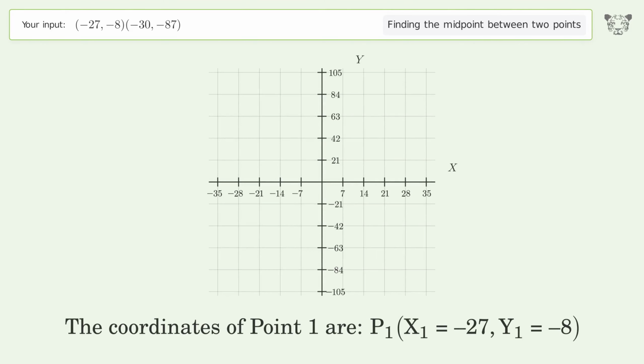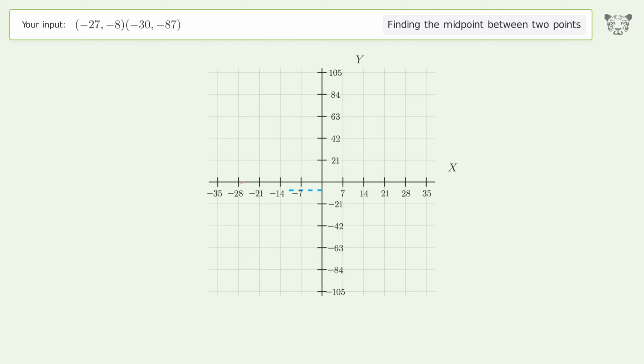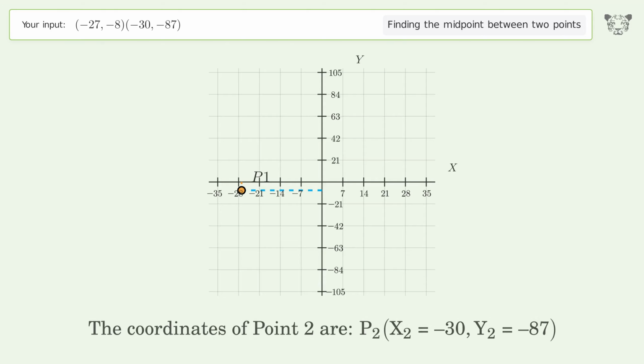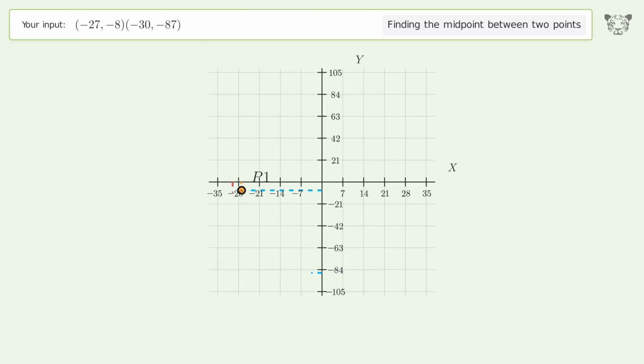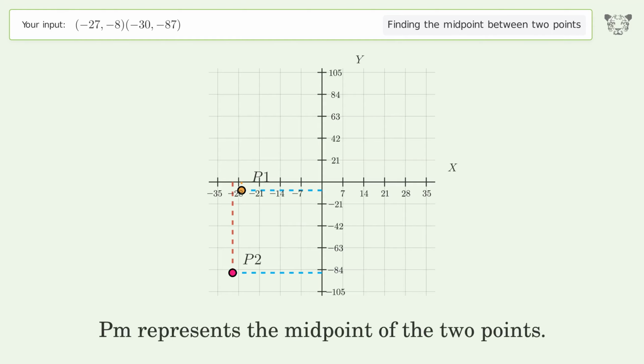The coordinates of point 1 are, x1 equals -27, y1 equals -8. The coordinates of point 2 are, x2 equals -30, y2 equals -87. PM represents the midpoint of the 2 points.